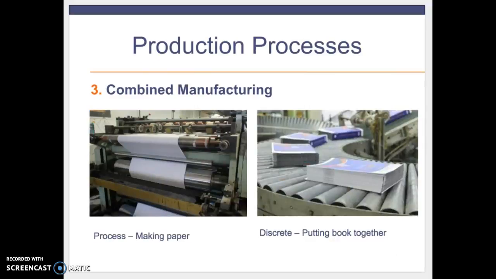The next type we'll talk about is combined manufacturing. This basically combines discrete and process production. For example, when you manufacture a book, the paper you produce is a part of discrete manufacturing. The ink utilized to print on the paper is process manufacturing. Hence, combined manufacturing is just the manufacturing of both the process and discrete into one product.